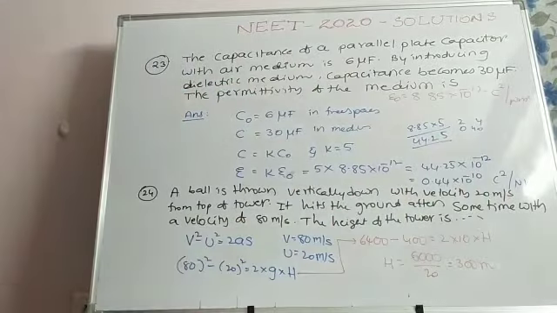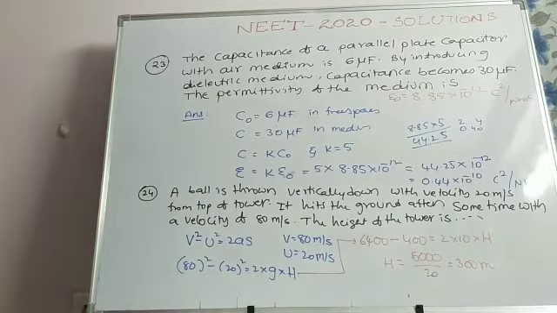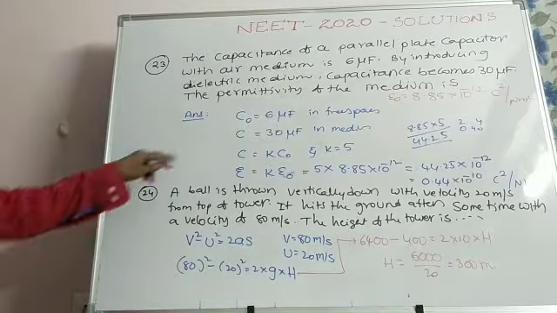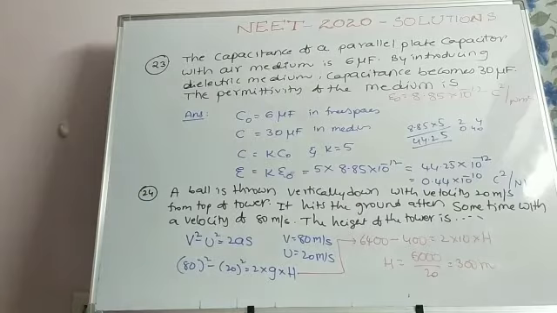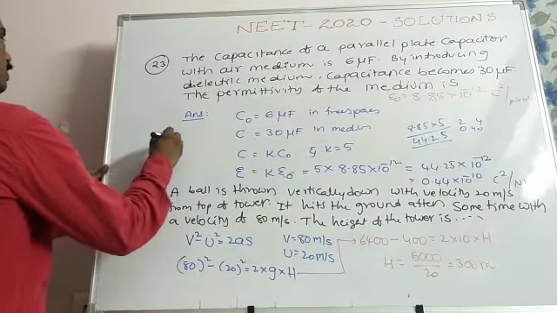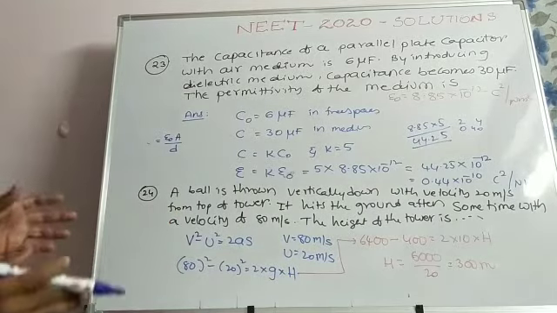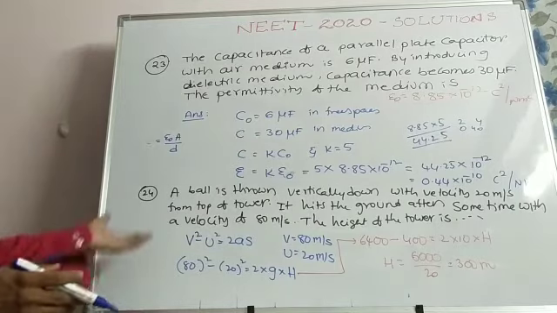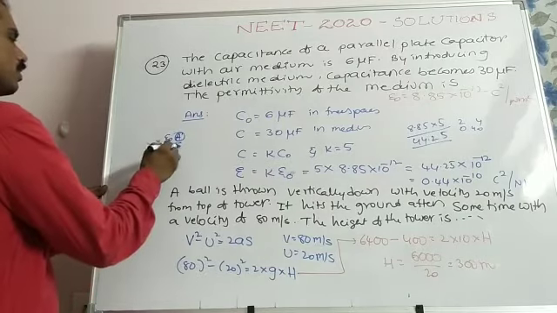In free space, meaning between the capacitor plates there is no medium, C0 is equal to 6 microfarad. When the medium is placed, the capacitance becomes 30 microfarad, denoted by C. We know C is equal to K into C0, and C is equal to epsilon naught A by D. They only change the dielectric medium, but the capacitor is the same. The separation is the same, the area is the same, so D is the same.